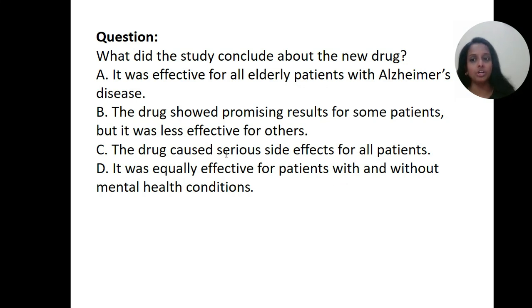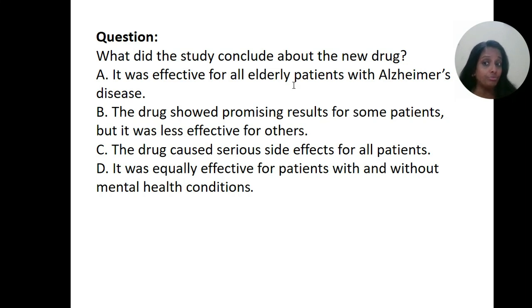And the options are: it was effective for all elderly patients with Alzheimer's disease. The drug showed promising results for some patients, but it was less effective for others. The drug caused serious side effects for all patients. It was equally effective for patients with and without mental health conditions. So, what is the right option?